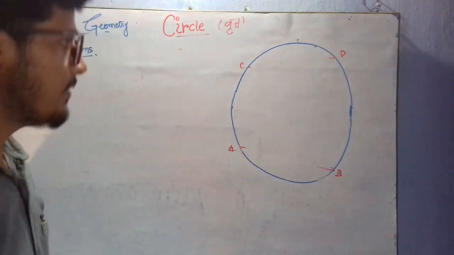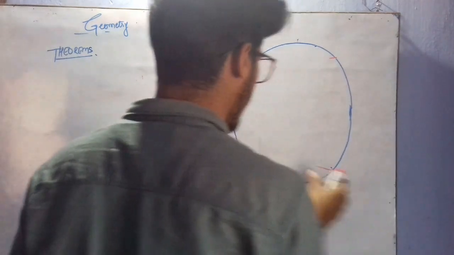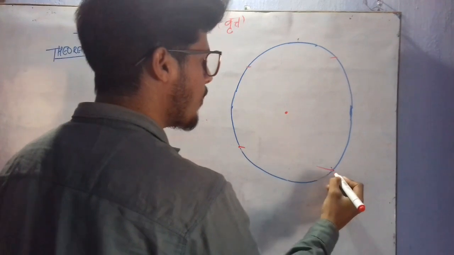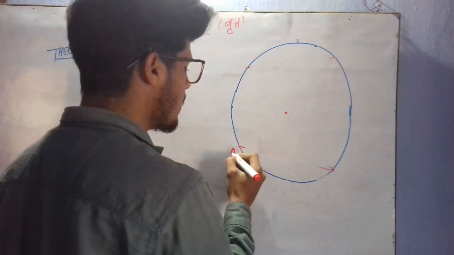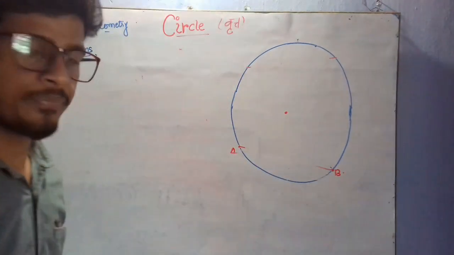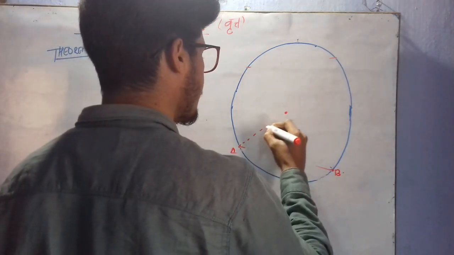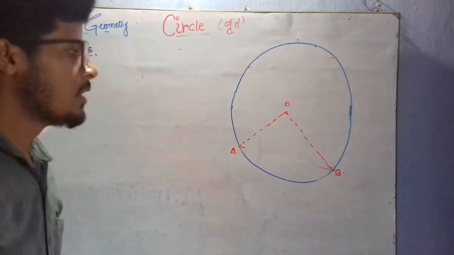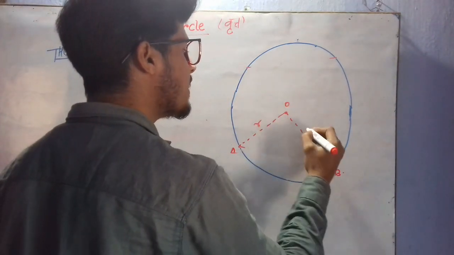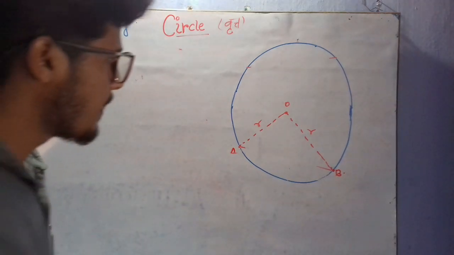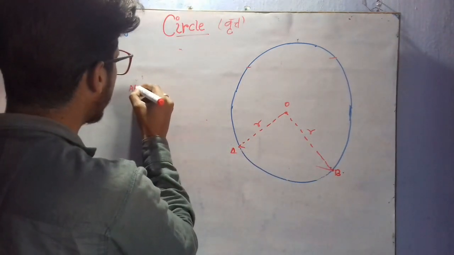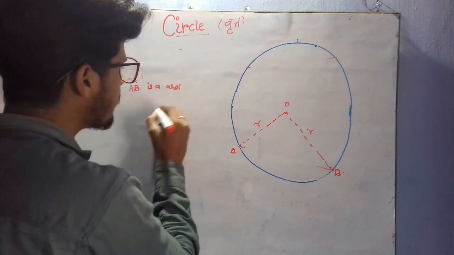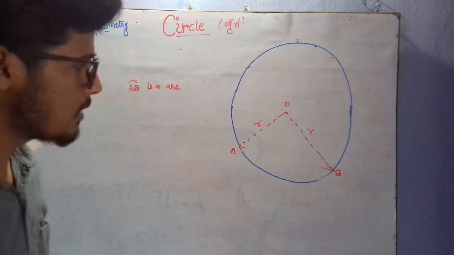Next one is, let's suppose this is the center, right? Let's take 2 points on the circumference of the circle, A and B. Let's join them. This is O, so OA and OB must be the radius of the circle. And AB will be the arc. AB is an arc of a circle, right? This portion is the arc of a circle.